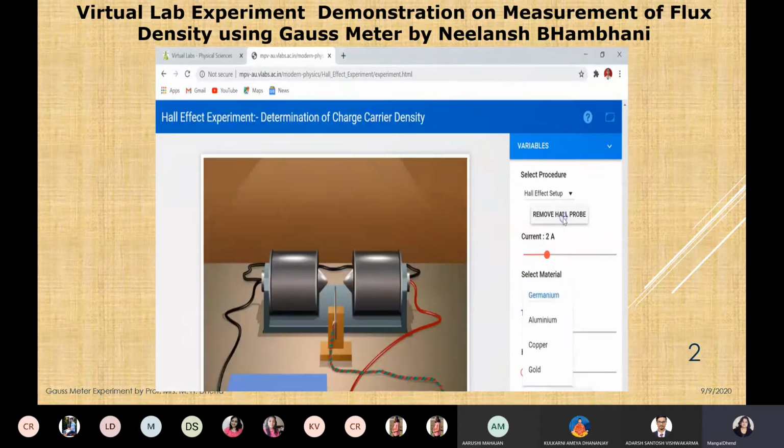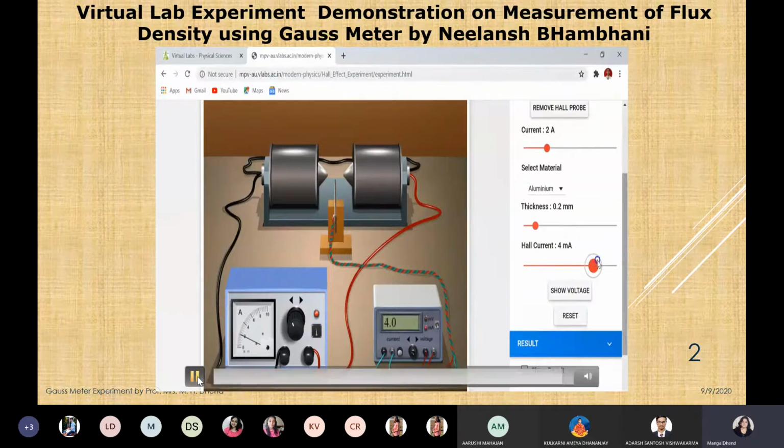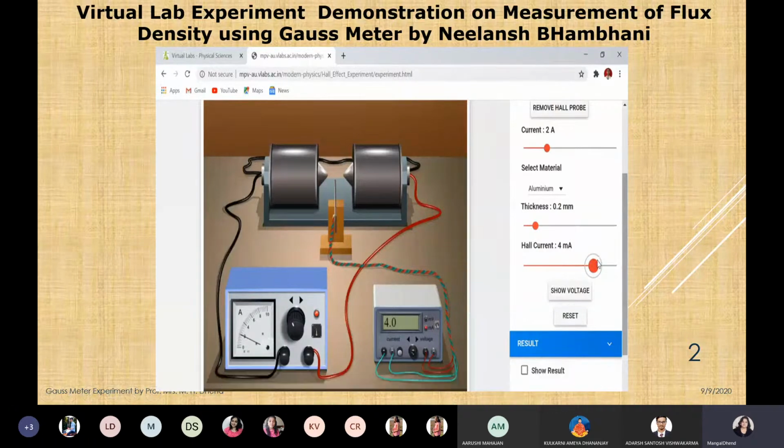Now if we change the material, for example aluminum, as we change the Hall current, the voltage is also going to change. See, voltage is also going to change. In this way, as we change the material, the Hall current and Hall voltages change.